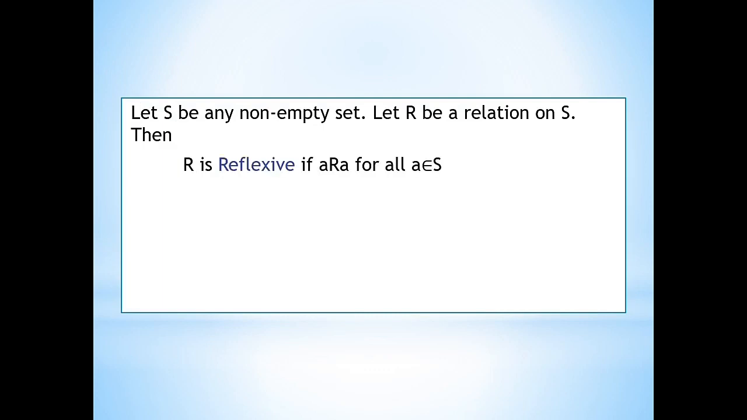One is reflexive. R is said to be reflexive if A is related to A, that is A R A, for all A belongs to S. That means every element in set S must be related to itself. Okay, if all the elements are related to themselves, then we can say it is reflexive.